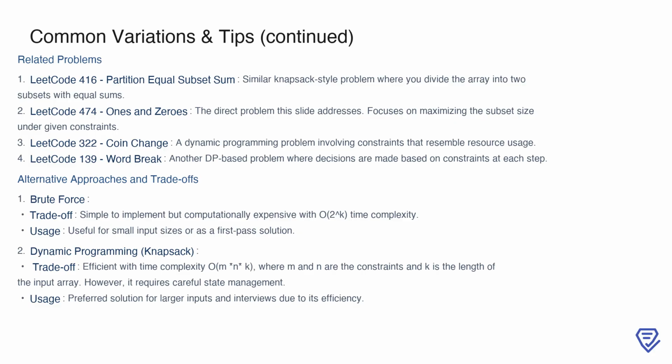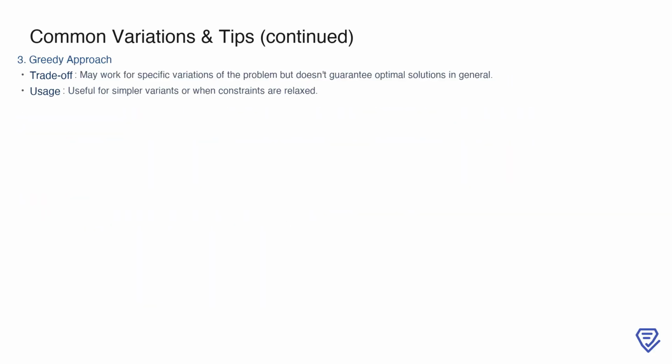Finally, a greedy approach can sometimes be considered for specific variations of the problem. While it may be simpler to implement, it doesn't guarantee optimal solutions in general and is less reliable for problems with stricter constraints. Greedy methods are typically more suitable for simpler problem variants or cases where the constraints are relaxed, as they focus on making locally optimal choices without considering the global picture. Ultimately, understanding the strengths and weaknesses of the brute force, dynamic programming, and greedy approaches will help you choose the most appropriate solution for the given problem constraints and input size.